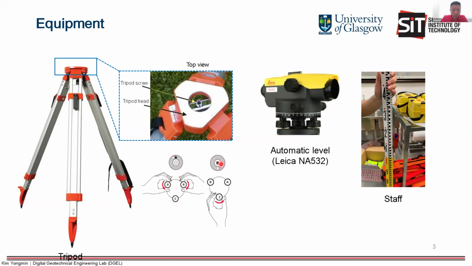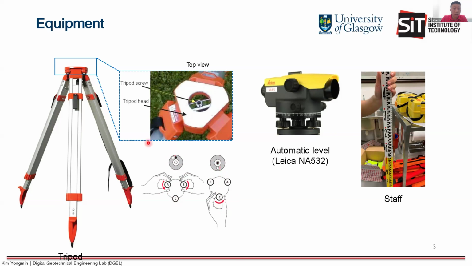Okay, then after that, you only adjust the screw C to make the bubble go to the center. All right, that's the easiest way. But this is called fine leveling.